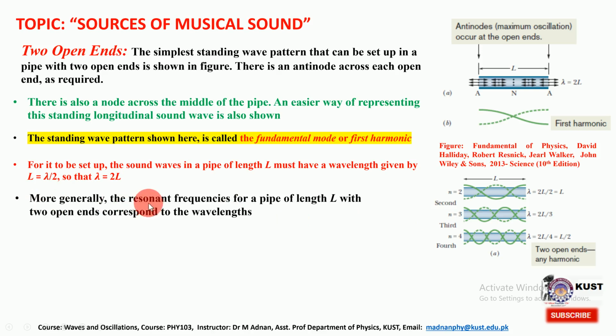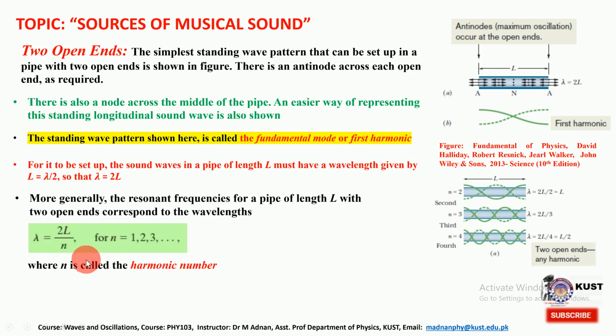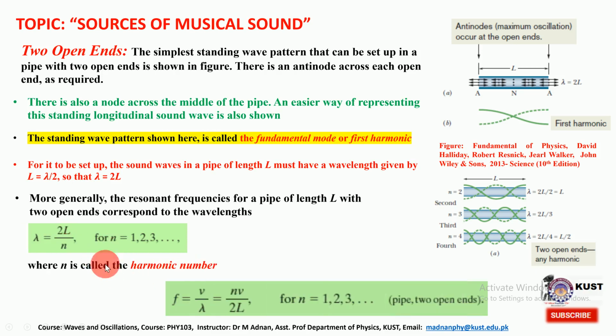So more generally, the resonant frequency for the pipe of length L with two open ends corresponds to the wavelength. That is, in this way we can find out the various overtones, such that lambda is equal to 2L over n, where n is the harmonic number. And as I told you, if the medium is the same, in this case air inside, the speed of the sound waves will remain the same.